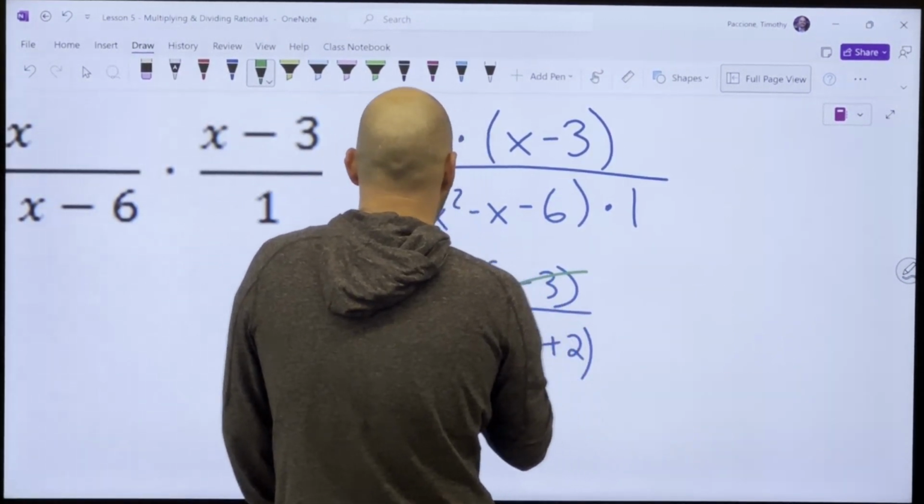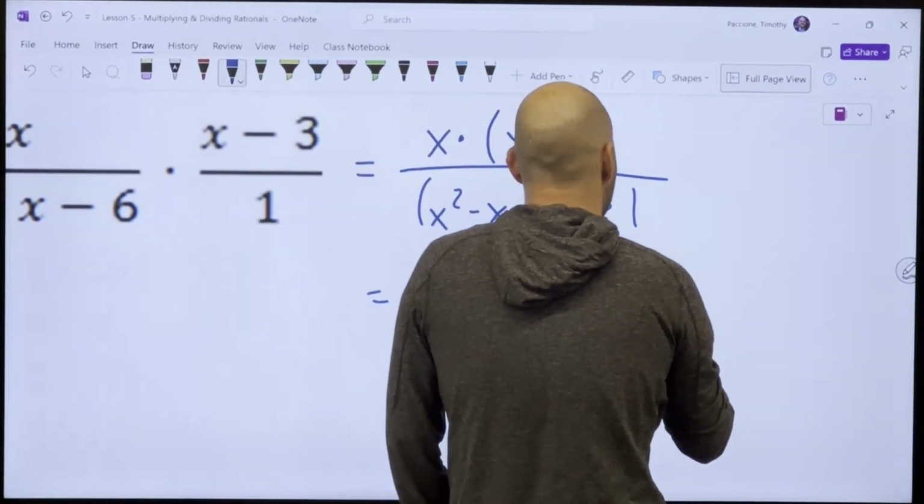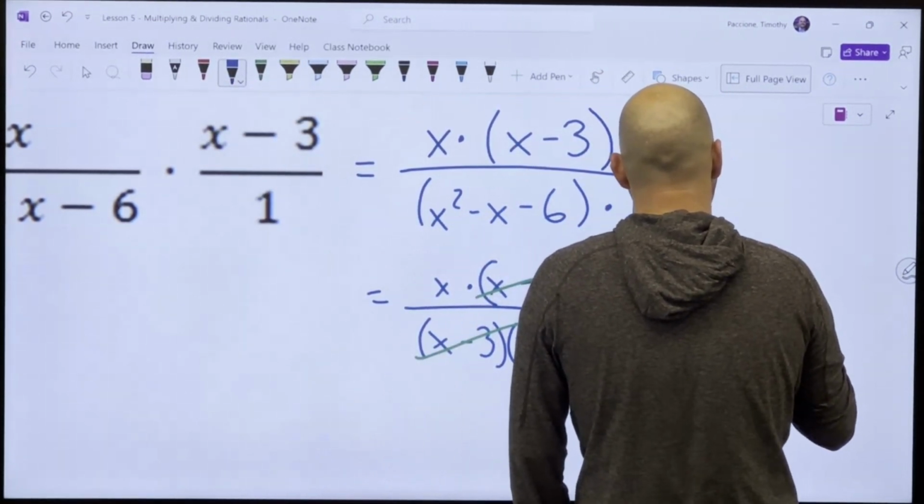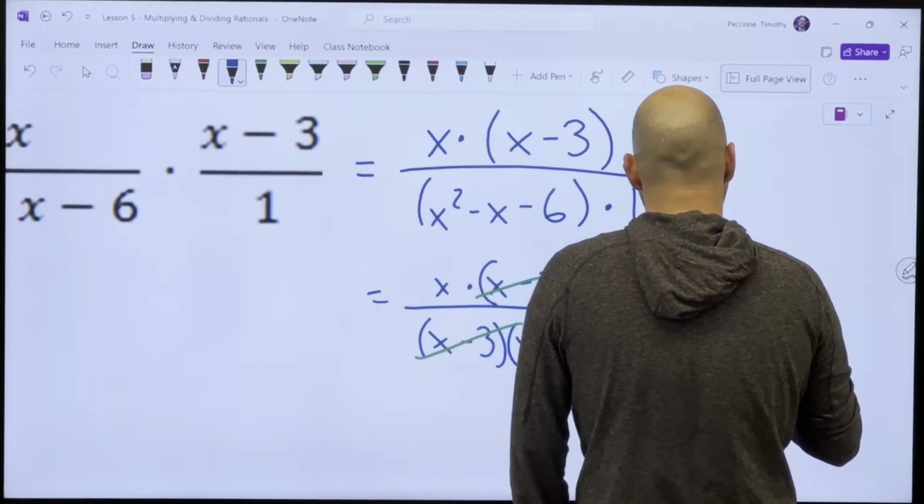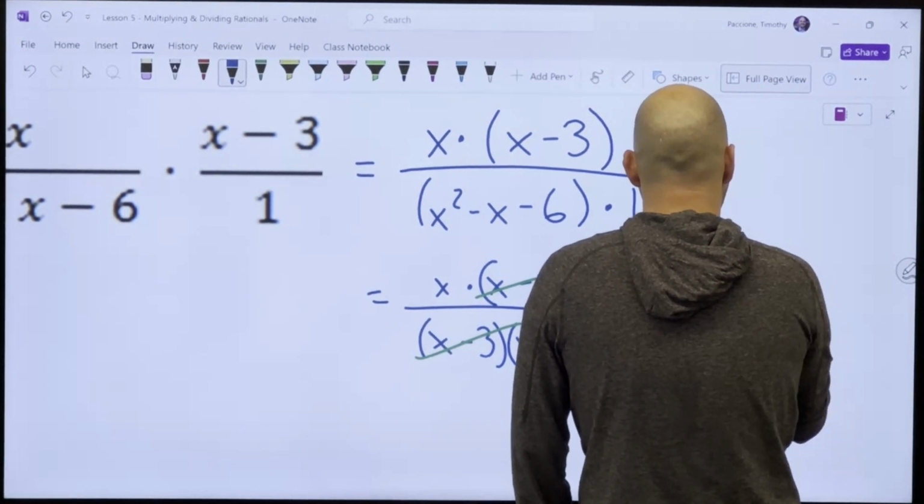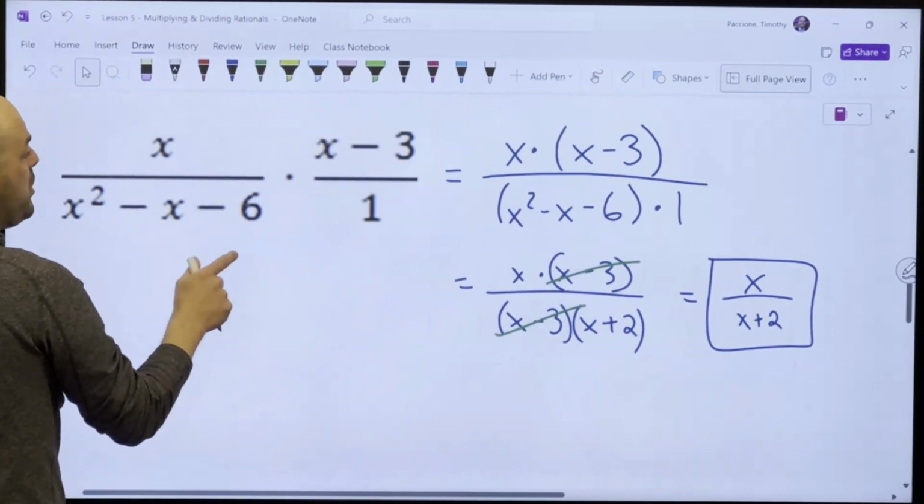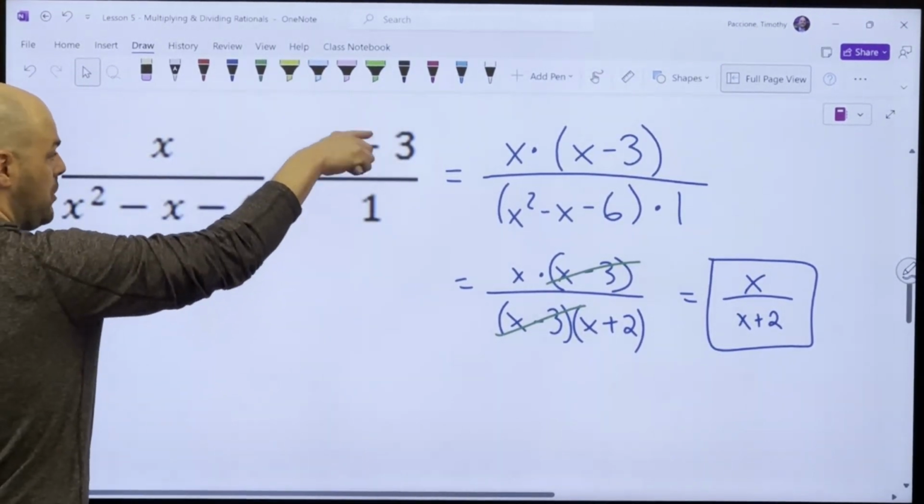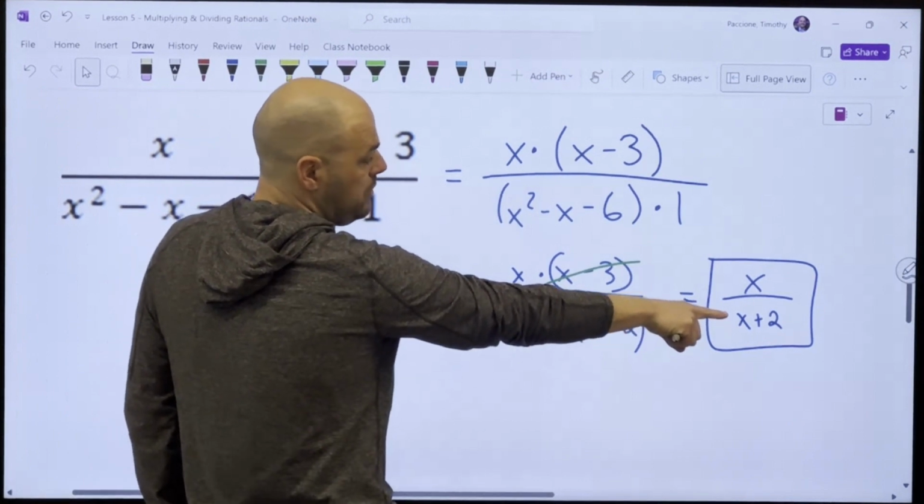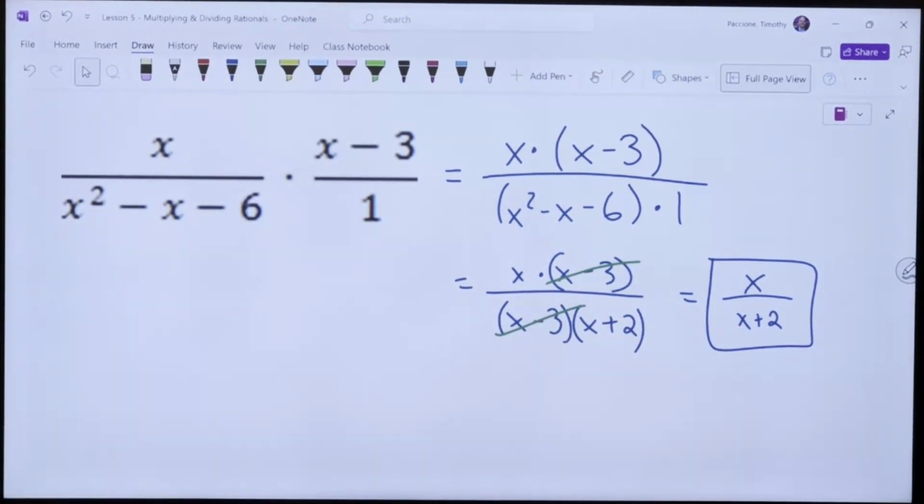X minus 3 and x minus 3, which leaves you with just what on the top? X. On the bottom, x plus 2. Okay? So just to remind you what we're doing, this whole thing times this whole thing, and that's our result. It ends up being x over x plus 2. The 1 just goes away, because anything times 1 is just itself.